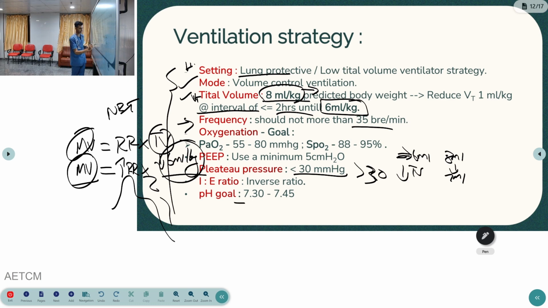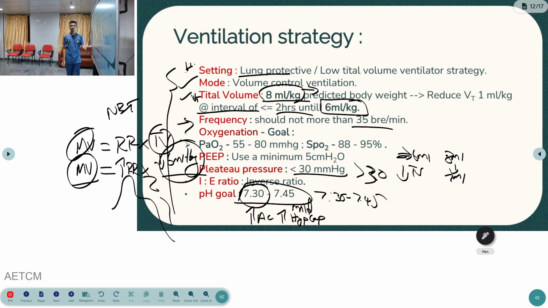The pH goal is 7.30 to 7.45. Normal, we know, is 7.35 to 7.45. But voluntarily here we are allowing somewhat of an acidosis, we are allowing hypercapnia. So we are allowing a mild hypercapnia. It is not a complete hypercapnia, it is mild hypercapnia.